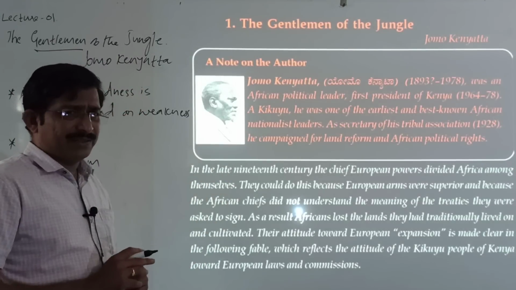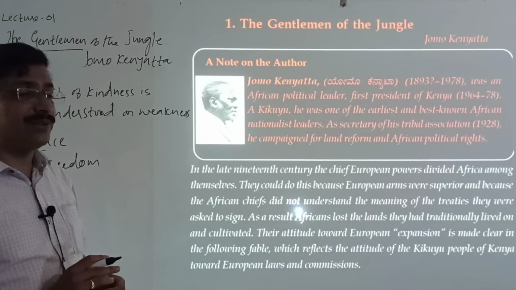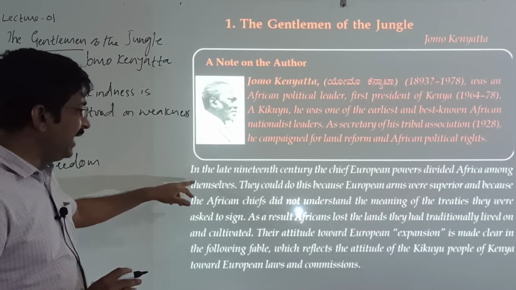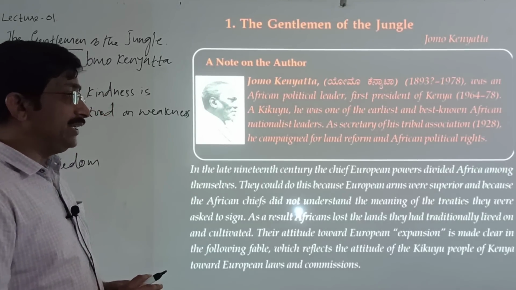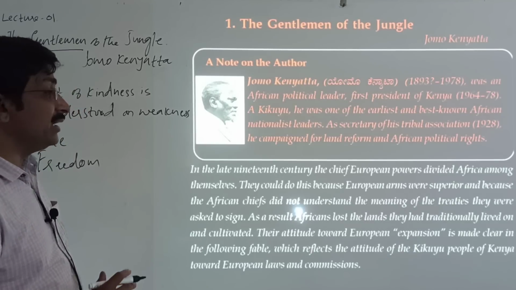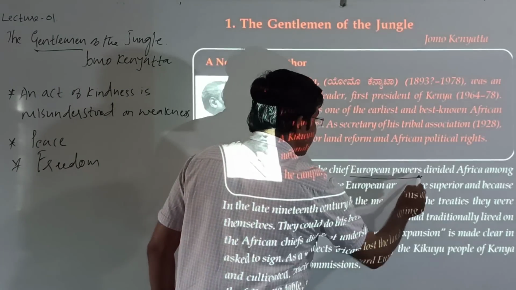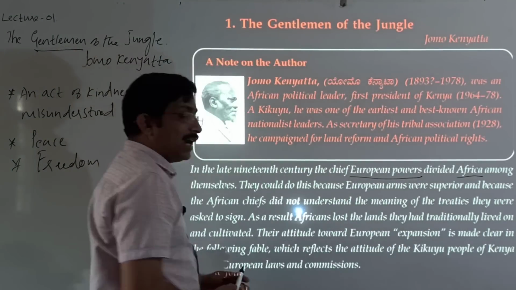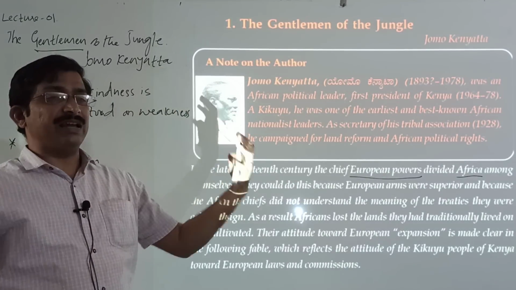Before reading the topic, an introduction of the topic is given. We will go through this introduction. In the late 19th century, the chief European powers divided Africa among themselves. Here, European powers divided Africa. The African land was divided amongst themselves.